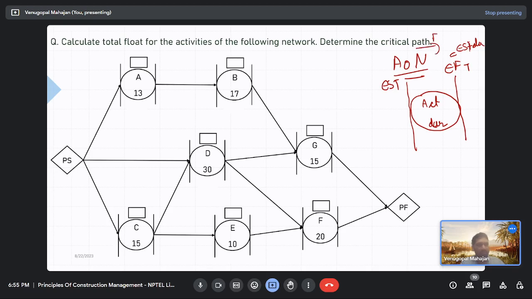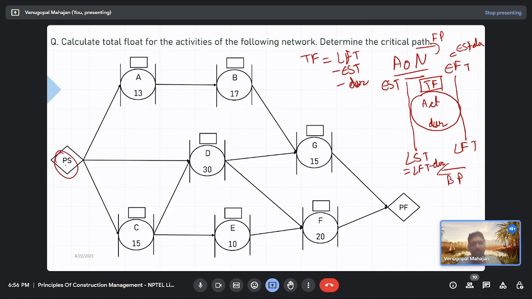That is your forward pass. Then you have got late finish time of activity in your backward pass, and LST. LST is equal to LFT minus duration. Then you have got your total float written here. What is the formula for total float now? Same as before, right? So the total float becomes LFT minus EST minus duration. Okay, so you have got all the formulas. Let's try to calculate it.